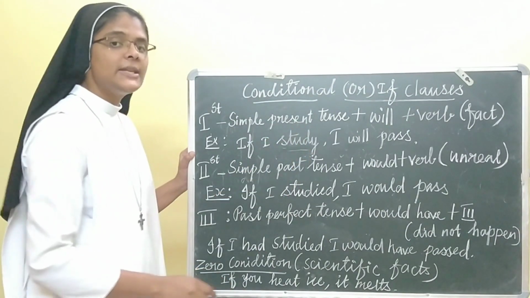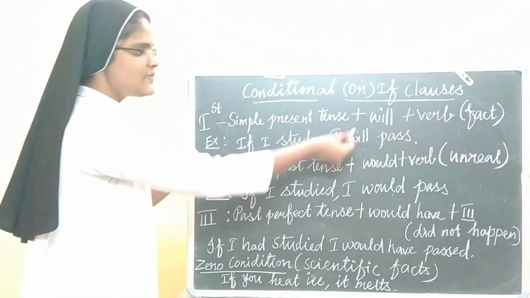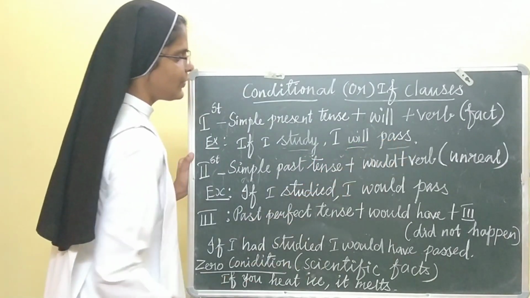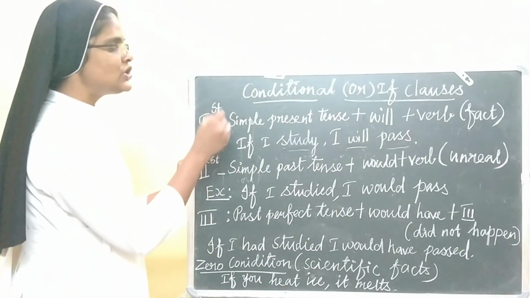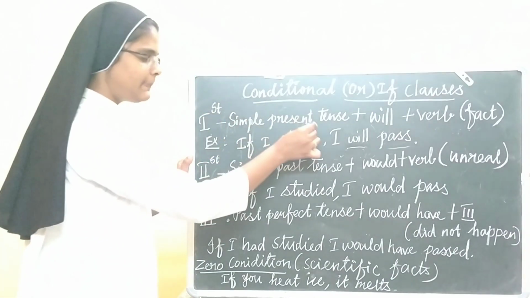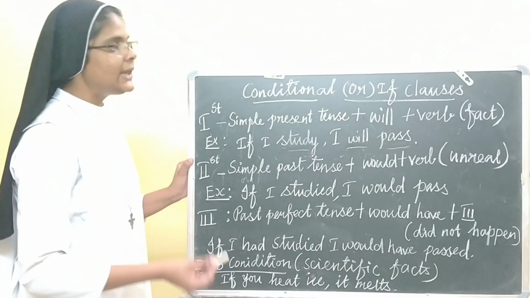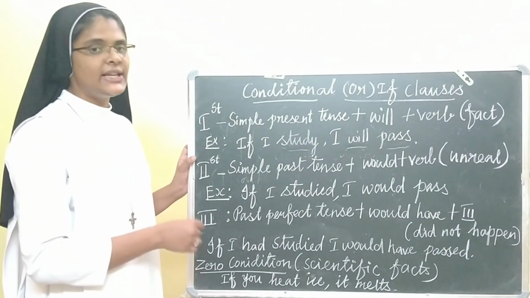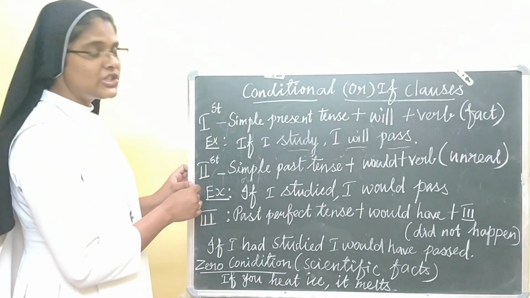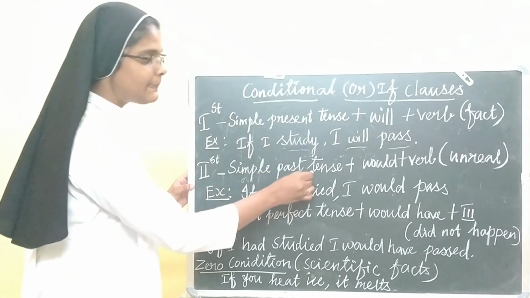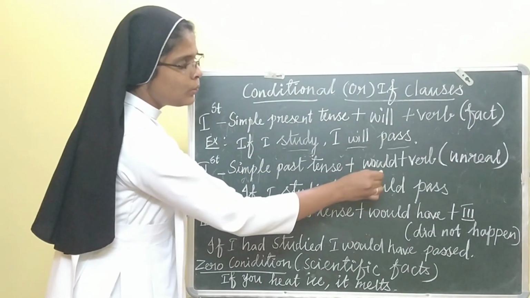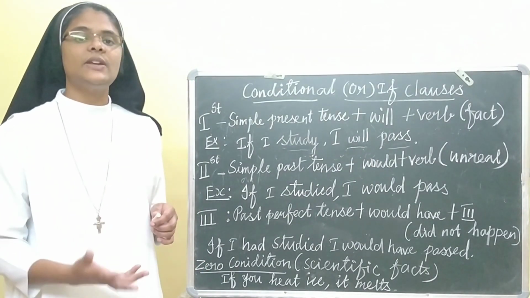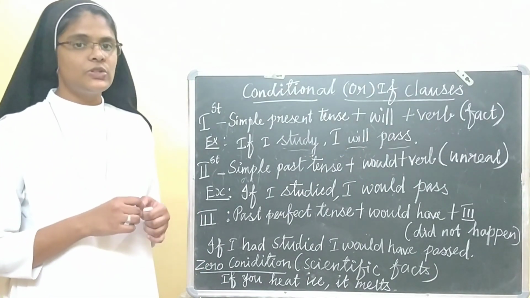Study is a simple present tense. Then we have to add will. Will plus pass is the verb. So the first conditional clause has simple present tense plus will plus verb. Now let us see the second conditional clause. The second conditional clause has simple past tense plus would plus verb. They express unreal or unlikely situations.